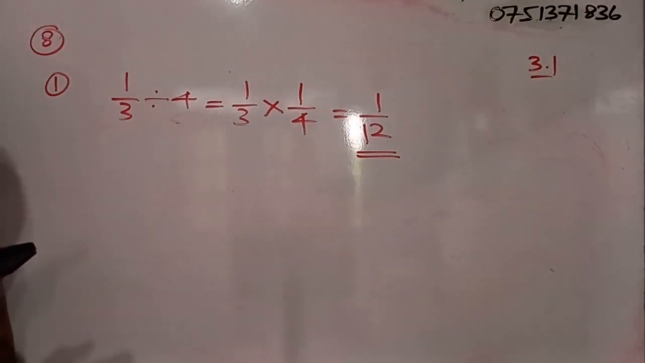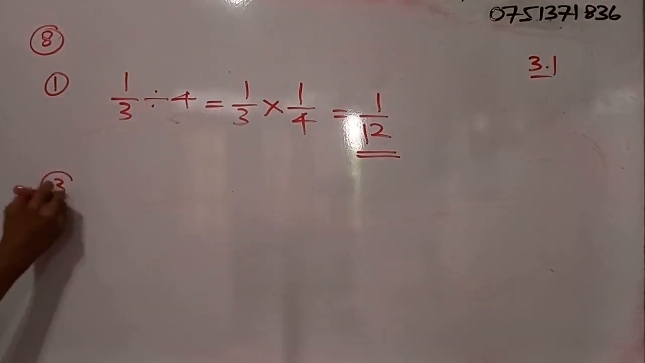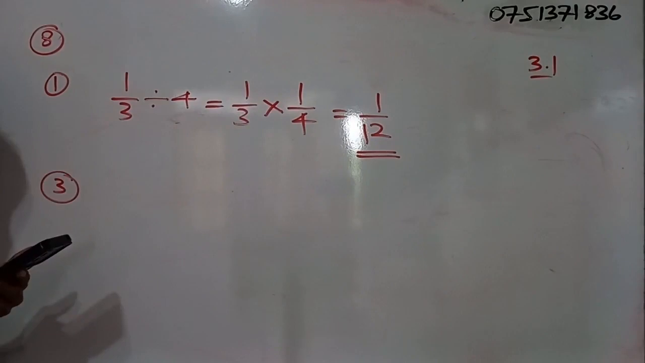So we will go to the next part. Right? Which will be the third part. If a small piece of wire is 70 centimeters in length, find the length of the whole wire.